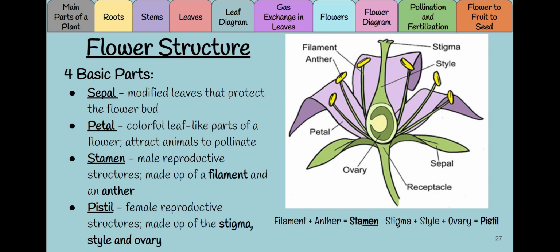So the filament and the anther equal stamen, and the stigma and style plus the ovary equals pistil. So the male parts of the plant are going to be the filament and anther. See how it says stamen? And then the female parts would be the stigma, style, and ovary, otherwise known as the pistil.